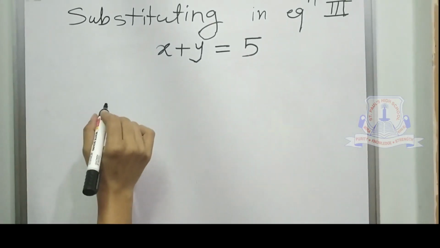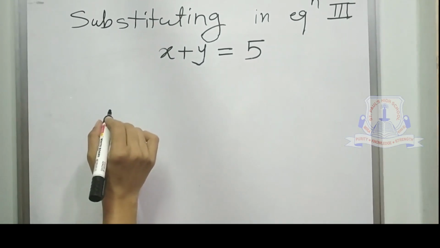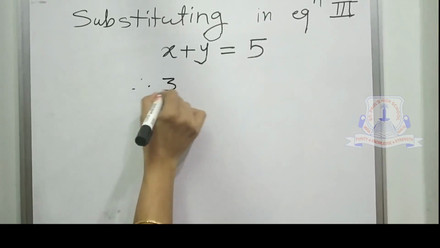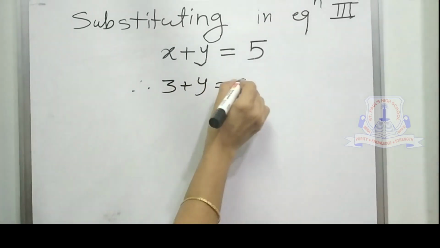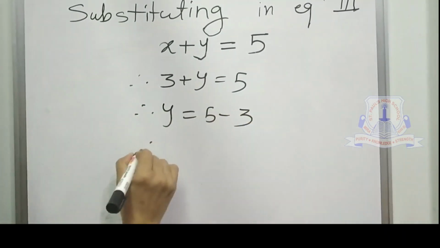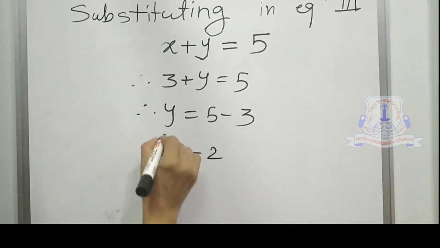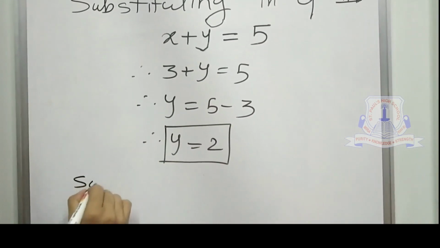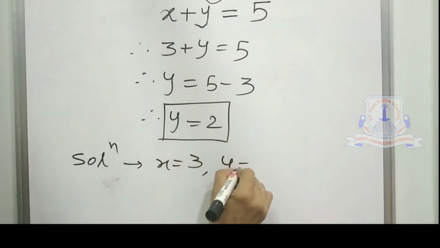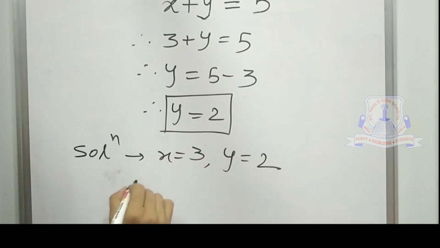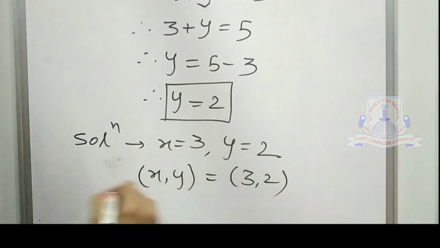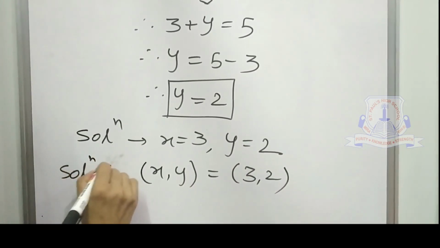Therefore, we got x equal to 3, substituting x equal to 3 in equation 3. So, we will get 3 plus y equal to 5. Therefore, y is equal to 5 minus 3. Therefore, y is equal to 2. We got the solution, that is x equal to 3 and y equal to 2. You can even write x comma y is 3 comma 2 as a solution set.